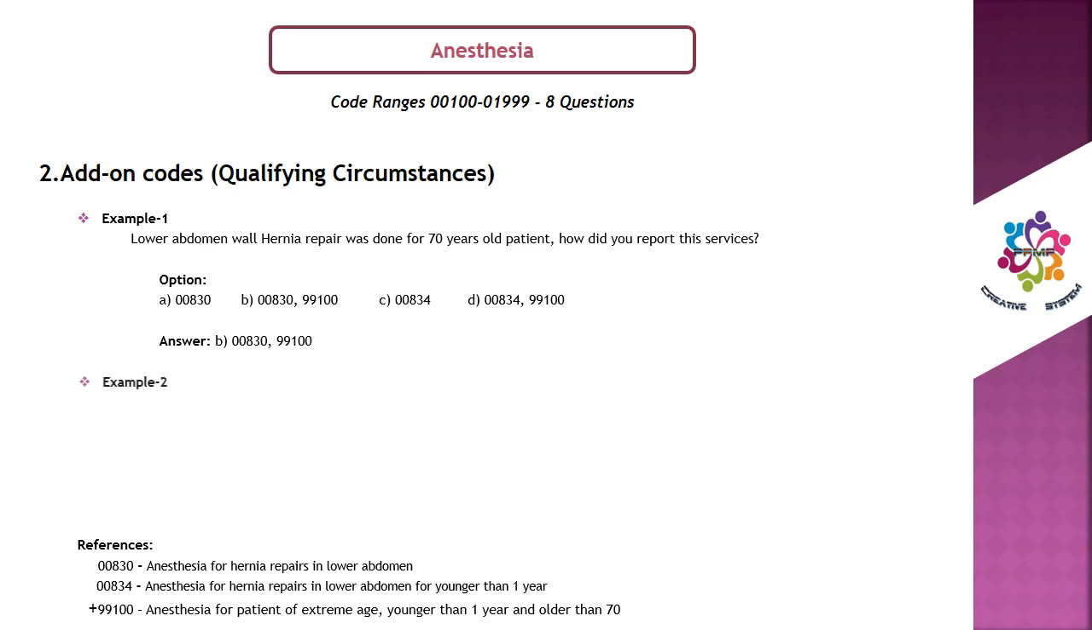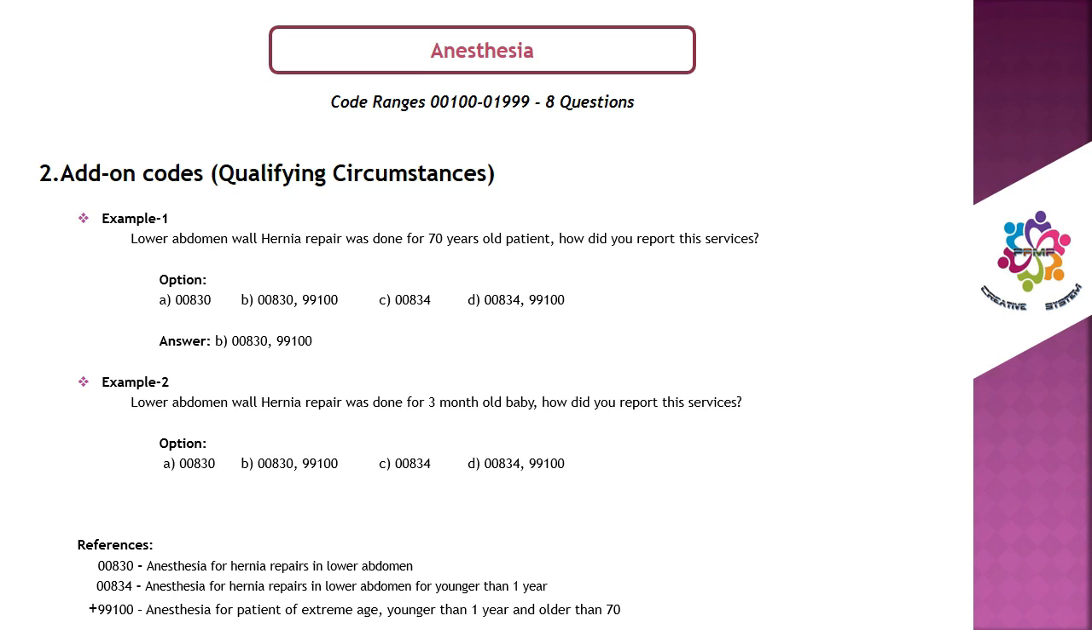99100. Example 2. Lower abdomen wall hernia repair was done for a 3-month-old baby. How did you report this service? Option A. 00830. B. 00830, 99100. C. 00834. D. 00834, 99100. Guess it, what will be the answer? Yes, correct. The answer is option C.